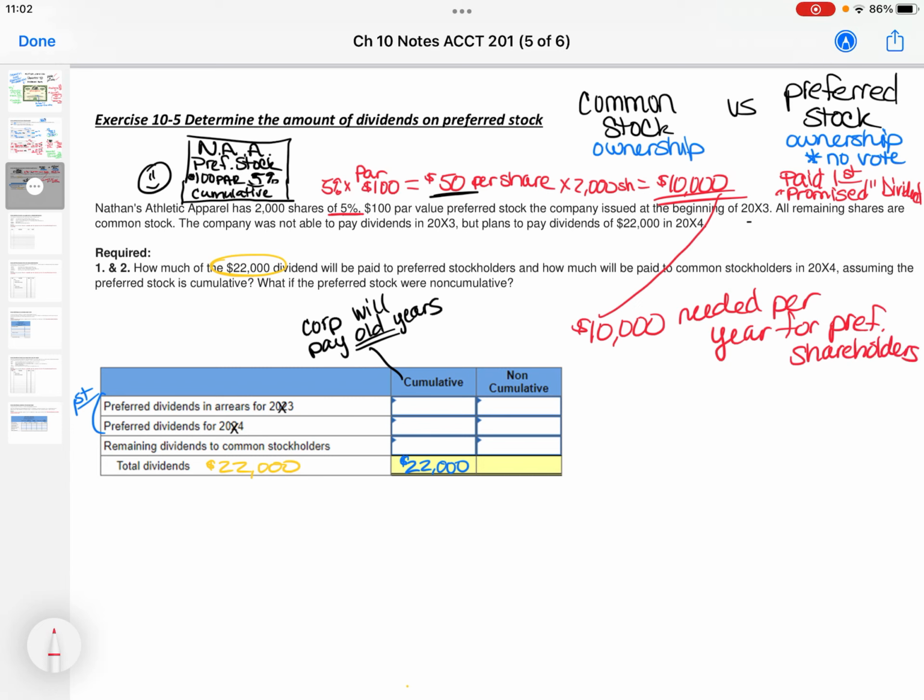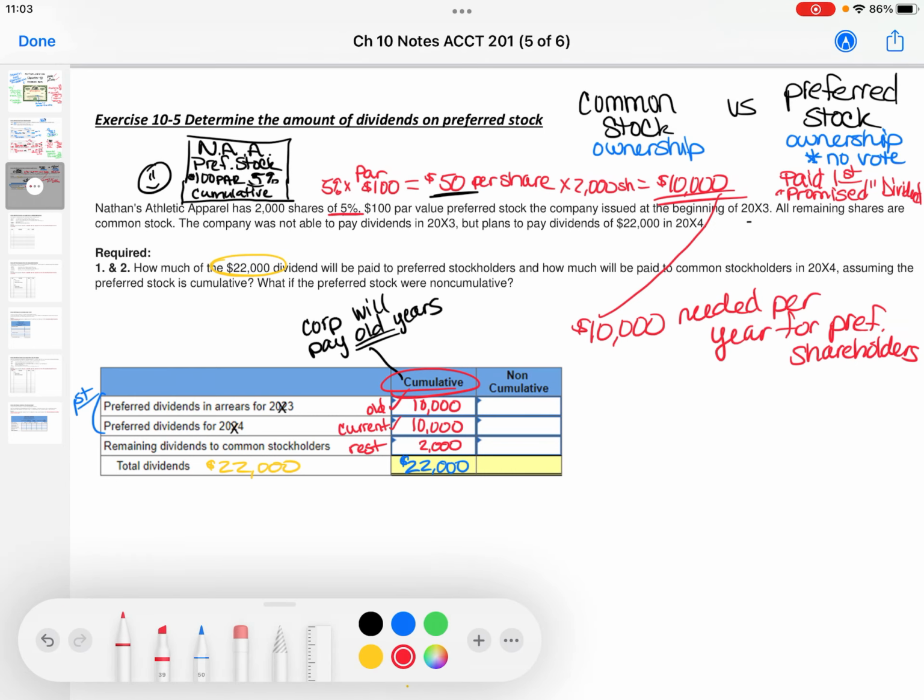So in 2024, I've got $22,000 to spend. I'm going to pay the old stuff first. I'm going to pay 2023s, get them paid off. I'm also going to pay the current year. See, I've spent $20,000. I paid the old, I paid the new. Now the rest of the money will go to the common shareholders. So I got another $2,000 I can give to the common shareholders. That's cumulative. That means that we paid the old.